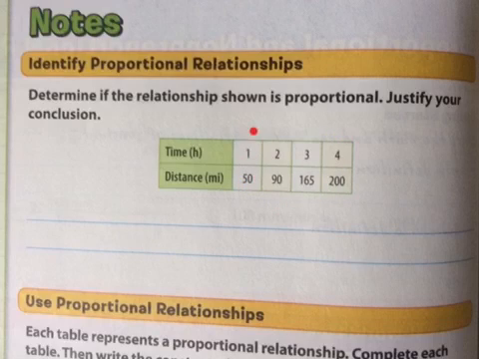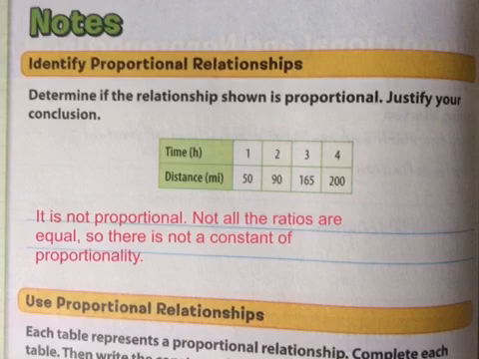It does. So these two are definitely proportional. You see that? Because 1 and 4 and 50 times 4 is 200. But these in the middle are not. So it is not a constant rate of change. So determine if the relationship is proportional. It is not proportional. Not all the ratios are equal. So there is not a constant of proportionality.